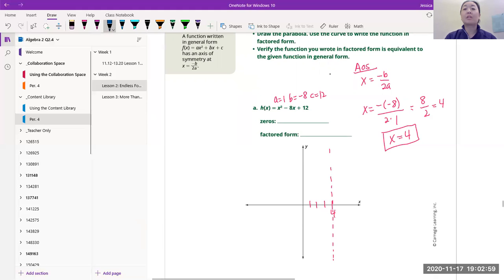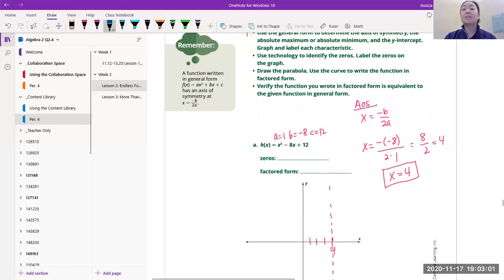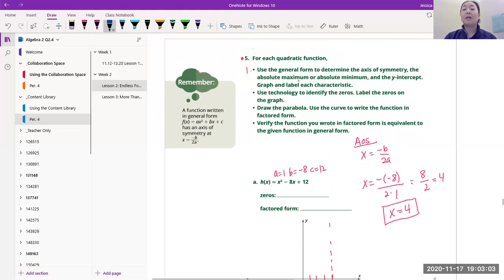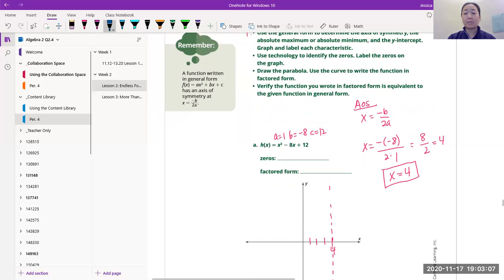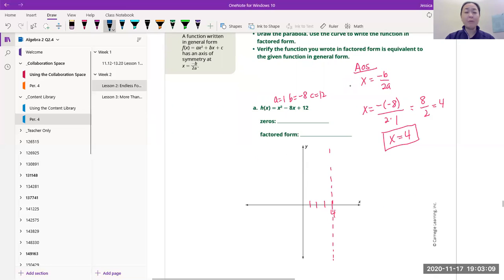Now, the next thing that we're going to do here is, it says find the absolute minimum or maximum. The way we're going to do that is by finding the vertex. Now, how do we find the vertex? We know that the vertex is somewhere on the AOS, right? So what we're going to do is, well, we know the function is h of x, right? So we're going to plug in x. So instead of x, we're going to put in 4. So anytime you see an x, you're going to put in a 4, okay?